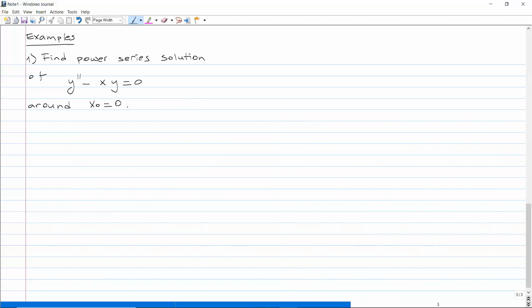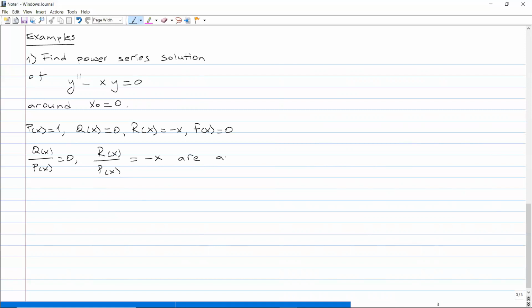So in our equation, the function p(x) is 1, the function r(x) is minus x. Q(x) is 0. F(x) is 0. So q(x) over p(x) is 0. r(x) over p(x) is minus x. Polynomials. So these are analytic at 0.